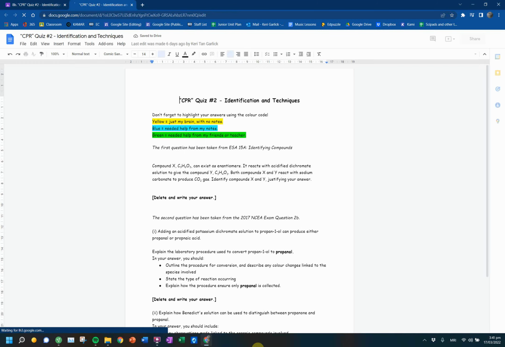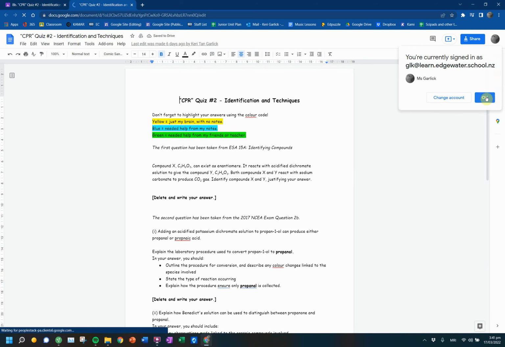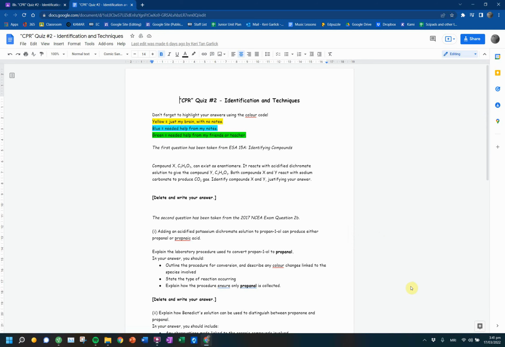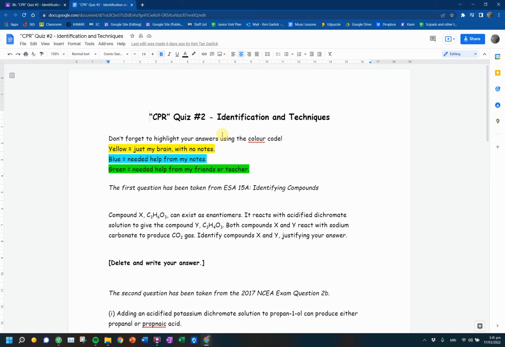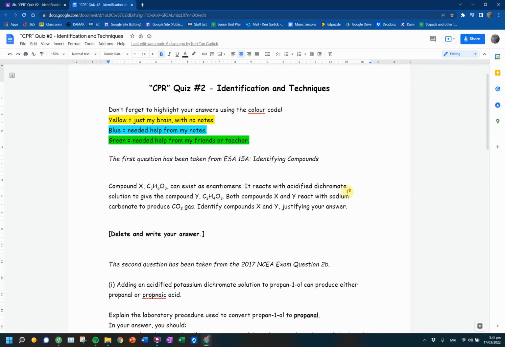All right. So for CPR quiz number 2, I've given you guys a question on identification and using those techniques. Let me just zoom up. It's kind of small. All right. This one's been a mix and match. I've taken some of this question from the ESA and I've taken other bits from an exam. I really, really like the ESA question because it really shows you.